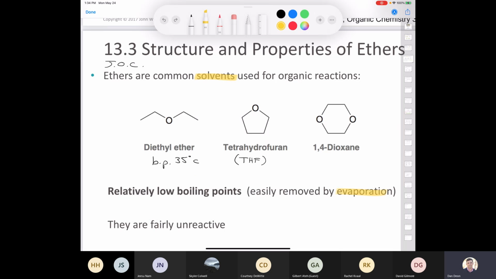Dioxane is oftentimes used for lyophilization. I don't know, has anybody here ever had astronaut ice cream before? You guys know what that is? You can buy it at novelty shops sometimes.